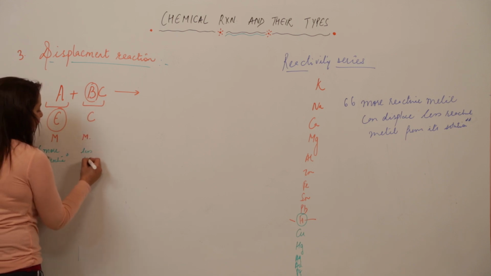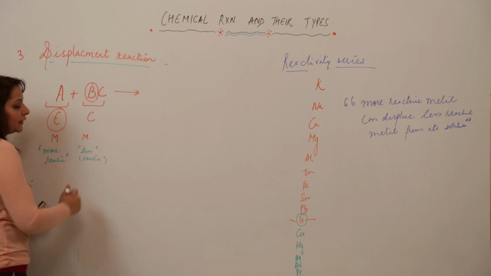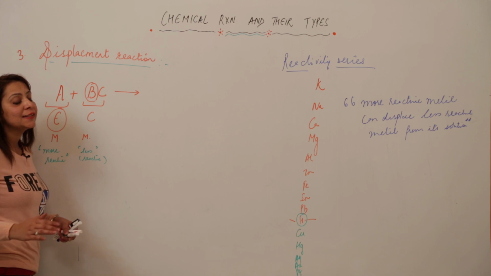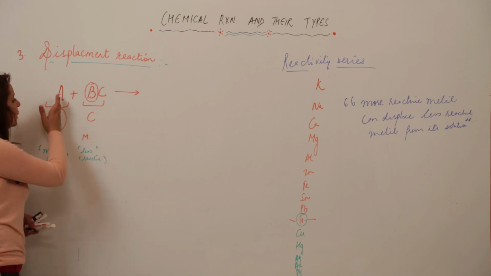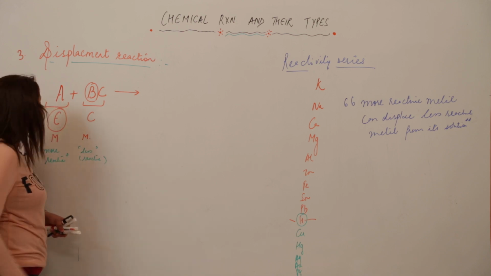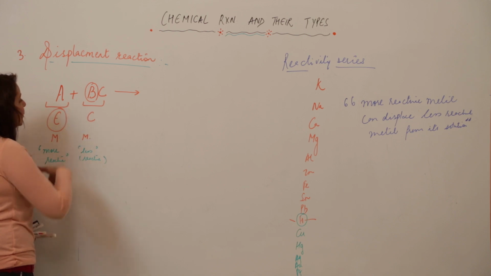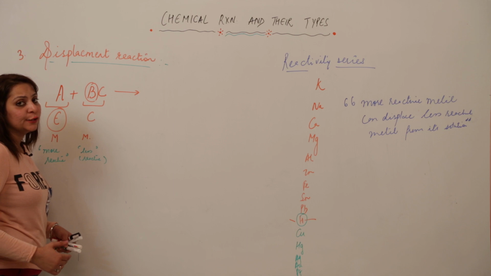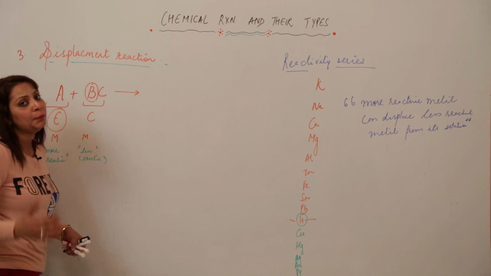So if this criteria is fulfilled, then only the reaction is going to happen. Otherwise, if the metal which is occurring in the elemental state is the less reactive metal, and the element which is occurring in the compound state is more reactive, then the reaction is not going to happen. Right.